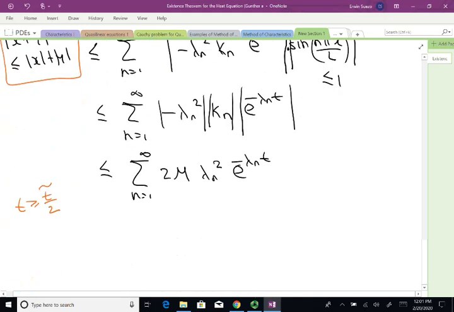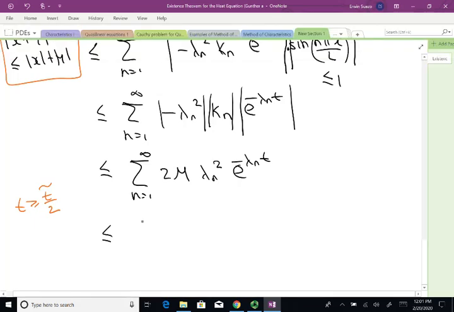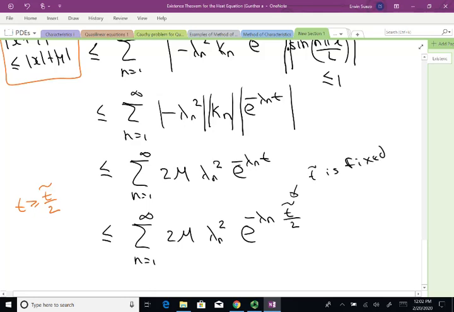Therefore, this is less or equal than the sum from n equals 1 to infinity of 2m lambda n squared, and this is a decreasing function. That means if t is bigger than that, then this is less or equal than e to the minus lambda n t bar over 2. And this t bar is fixed. Remember, t bar is fixed. Okay, so that's something very nice.